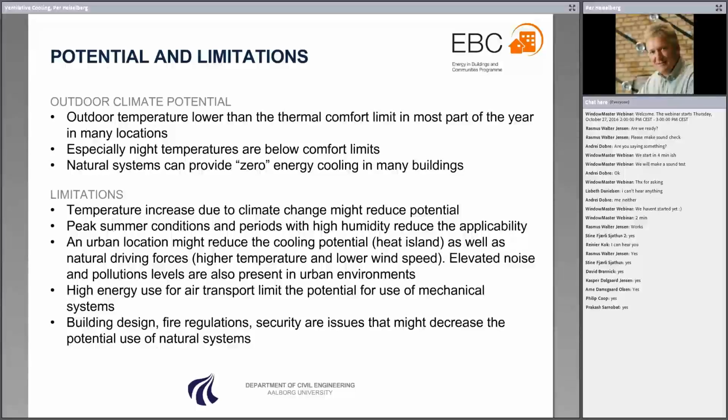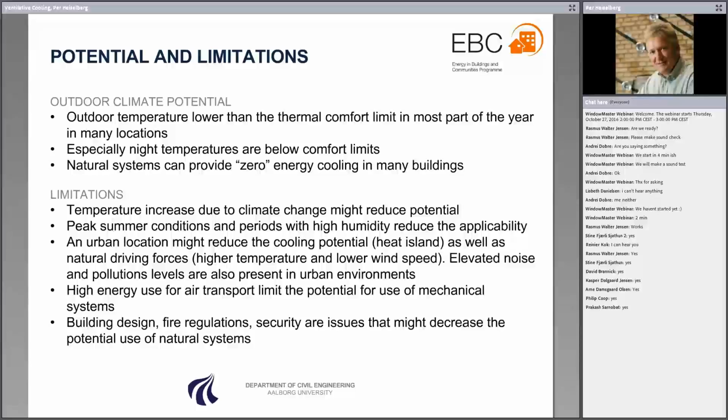The location of the building is also important. In urban locations, the cooling potential might be reduced because of heat island effects. It might also be difficult to use natural driving forces because of the higher temperatures or the lower wind speeds, and as well noise and pollution can be conditions that can make it more difficult to use the outdoor air directly for cooling.